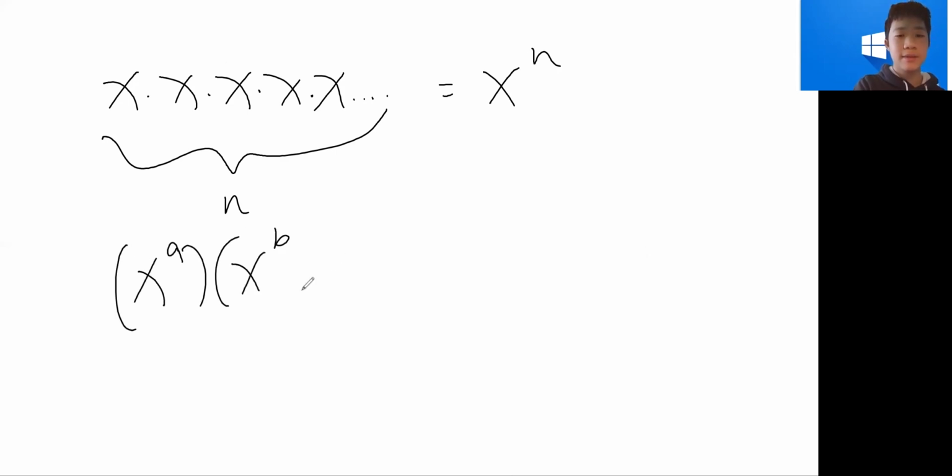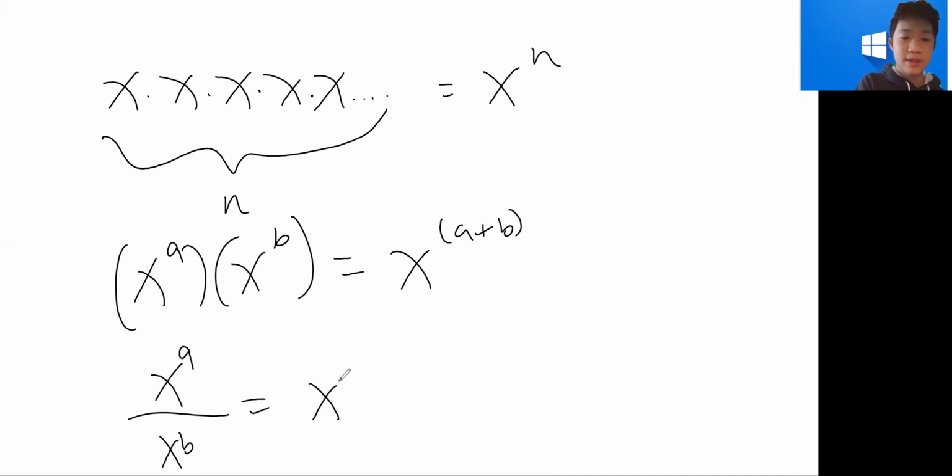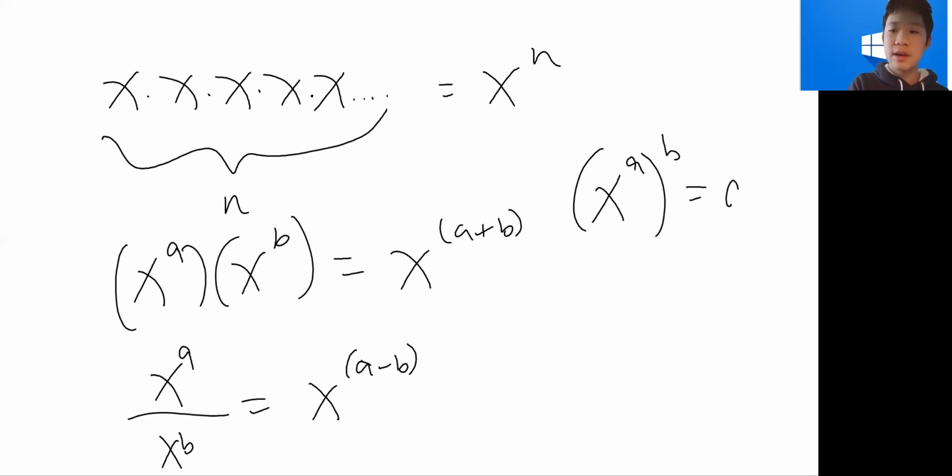So to summarize, let me write out some of the formulas here. If we have n x's multiplying by each other, this is x to the n power. If I have some x to the a power times an x to the b, this is x to the a plus b power. If I have an x to the a divided by x to the b, this is x to the a minus b power. If I have x to the a to the b power, that's just x to the a times b power.